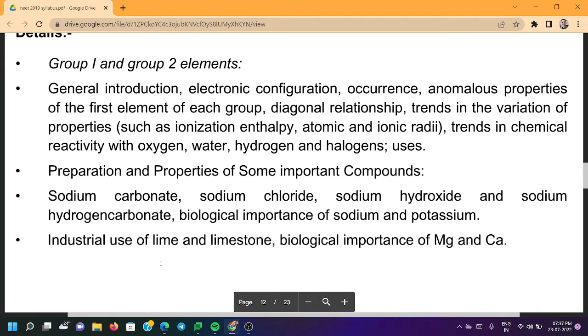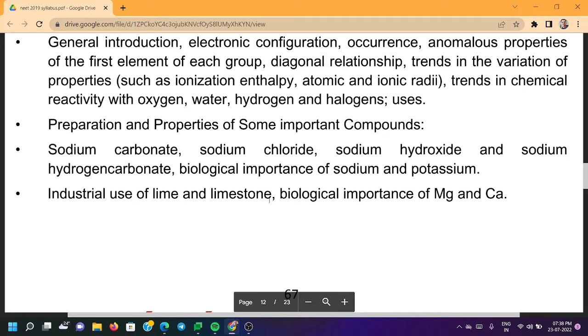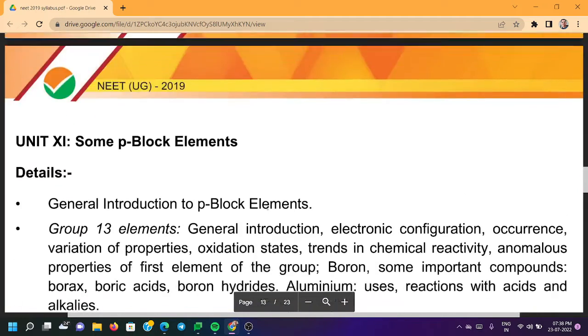properties such as ionization enthalpy, atomic and ionic radii, trends in chemical reactivity with oxygen, water, hydrogen and halogens, uses, preparation and properties of some important compounds: sodium carbonate, sodium chloride, sodium hydroxide and sodium hydrogen carbonate. Biological importance of sodium and potassium, industrial use of lime and limestone, biological importance of magnesium and calcium.